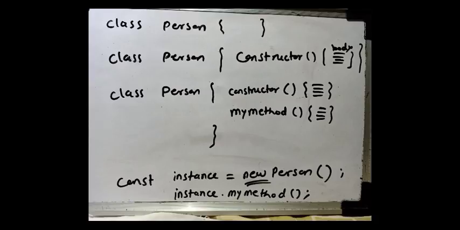Now I want to create an instance of that class. Then how to create an instance? So in the last two lines, if you see, const instance equal to new Person. The new keyword is ultimately calling the constructor of the Person class. If I want to call a method of the class, how do I call it? I say instance dot myMethod. Using an instance only you can call the methods of the class, because it is not a static class. Okay.